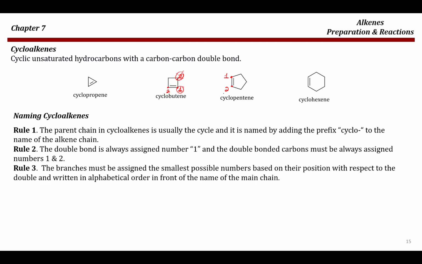And when numbering, the branches must be assigned the smallest possible numbers with respect to their position to the double bond. And if alphabetical order is needed, then we have to take alphabetical order into consideration. Let's try to name some of the cycloalkenes.